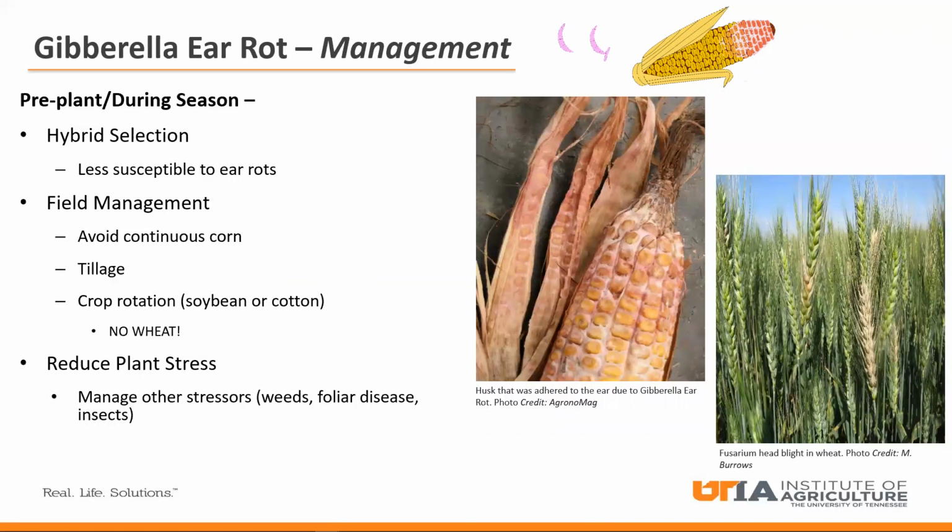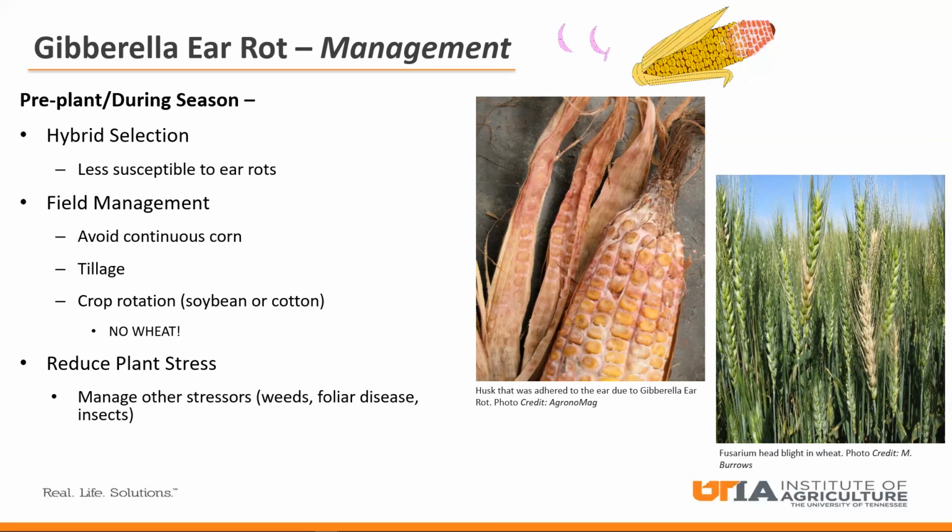So management for Gibberella ear rot, again, a lot of the same ones as for the other previous ear rots. There is some hybrid selection. You can look at less susceptible hybrids, as well as your field management. And so again, avoiding continuous corn, as well as where applicable, if previous debris can be tilled in to help it deteriorate more quickly. And then with crop rotation, again, it's recommended soybean or cotton, although again, sometimes these Fusarium species can be seedling diseases in soybean or cotton.